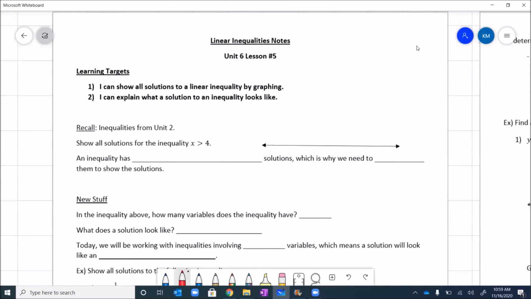Today we're going to look at linear inequalities notes. At the end of this video, you should be able to show all solutions to a linear inequality by graphing. You should be able to explain what a solution to an inequality looks like.